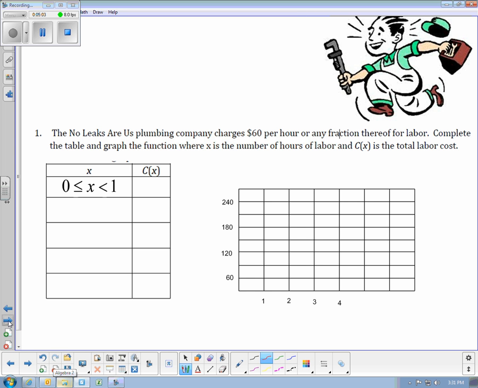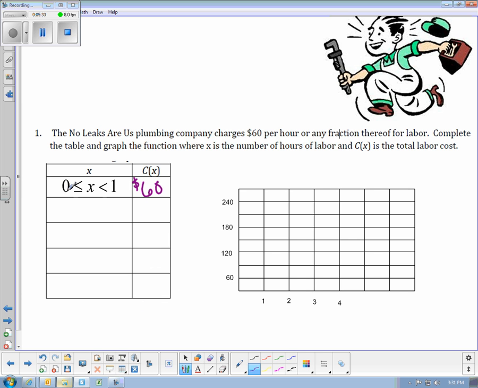So let's just do a quick example of step functions today. It says the No Leaks R Us Plumbing Company charges $60 per hour or any fraction thereof for labor. Complete the table and graph the function where X is the number of hours and labor and C of X is the total cost. So basically what they're saying is that the plumbing company may show up and they may get the job done in 20 minutes, but even though the job only took them 20 minutes and didn't take them a whole hour, they're still going to charge you $60. Just for coming out to the house, they're going to charge you 60 bucks.